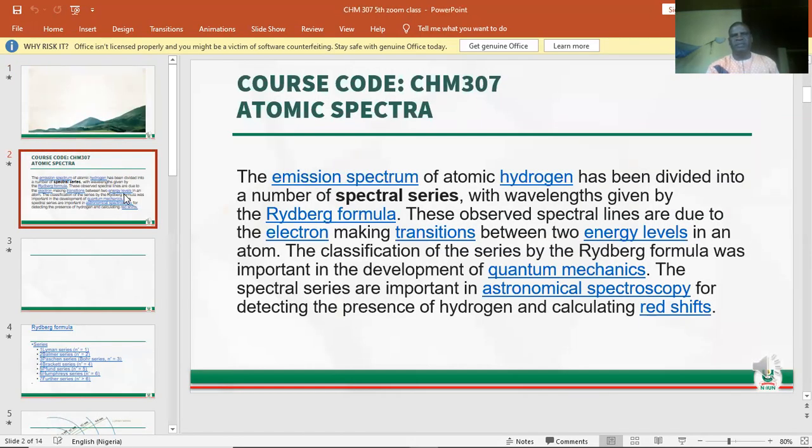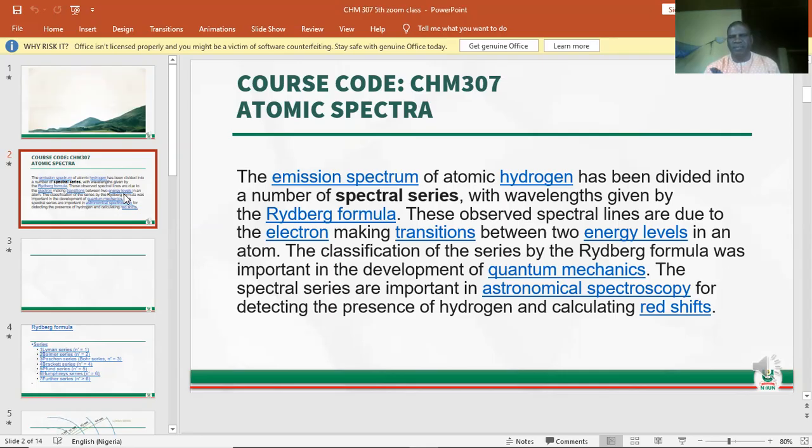And from the slide before us, we'll discover that the emission spectrum of hydrogen has been divided into a number of spectral lines with wavelengths given by the Rydberg formula. And these observed spectral lines are due to the electrons making transitions or moving from one energy level to another in the atom.